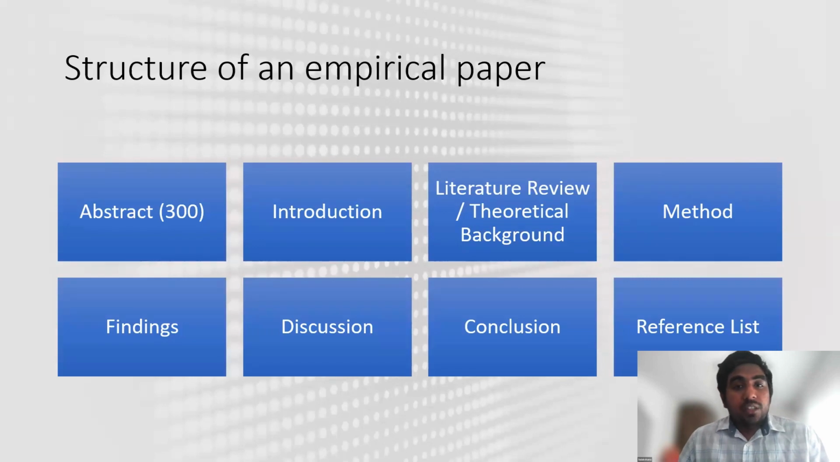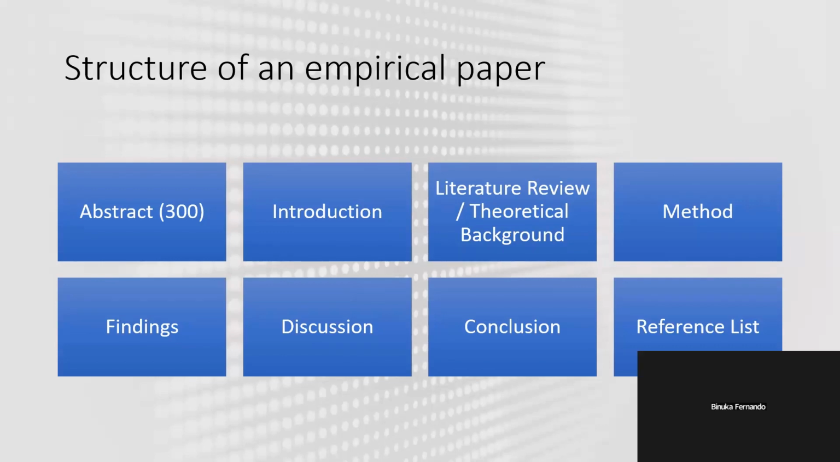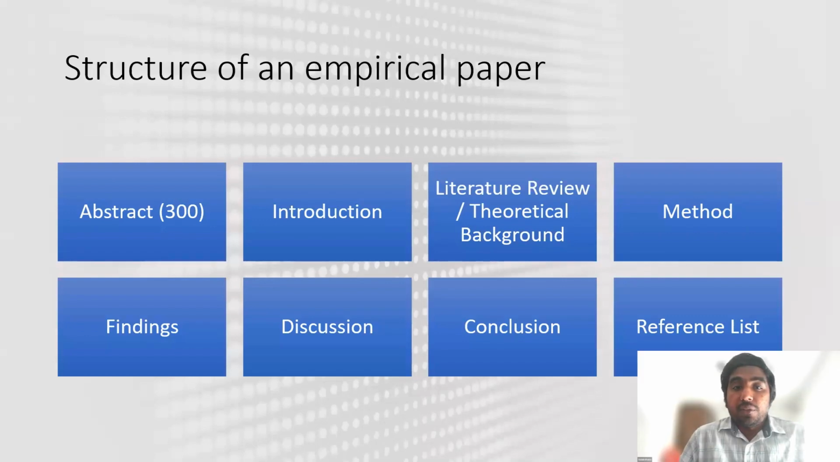And then introduction, literature review, or we call it the theoretical background, method section, findings, discussion, conclusion, and the reference list. So this is the main structure of a paper. I will discuss with you one by one in each section what kind of things you need to add so that you have an idea what you need to cover.